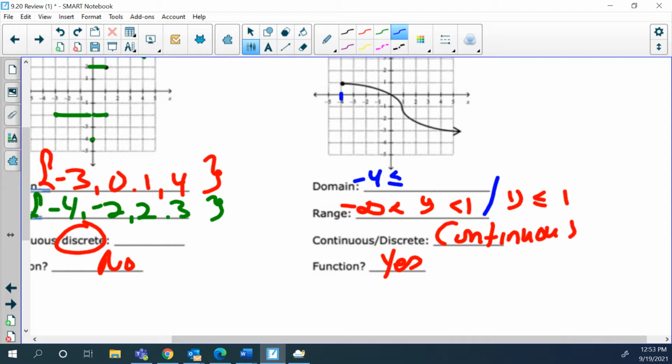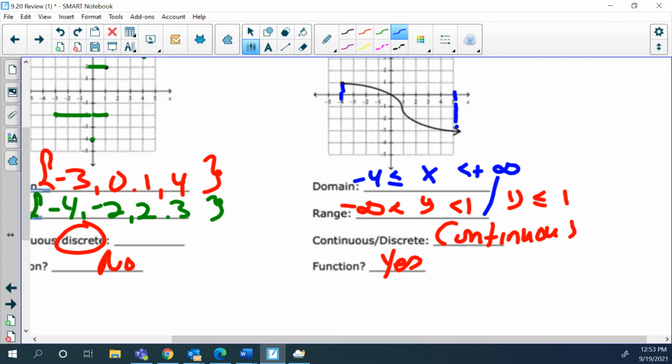Now, on the right side of the graph, what we have here, the arrow. So I know this is going to be positive infinity. And I use a less than symbol with that. And we'll put my x there because I'm dealing with domain.